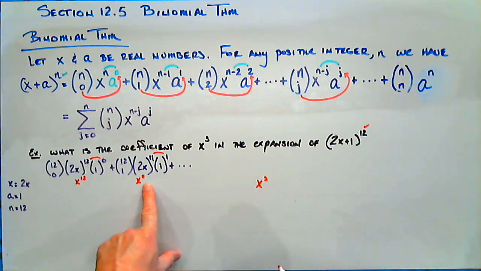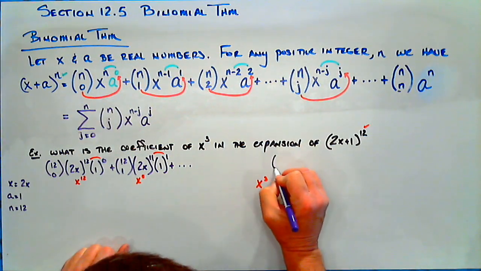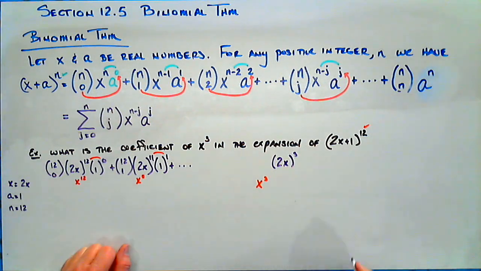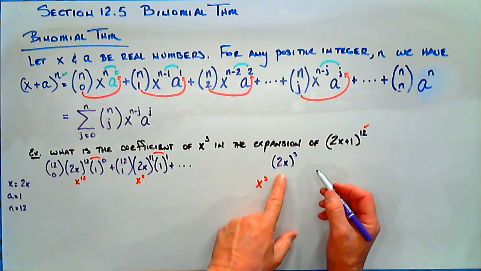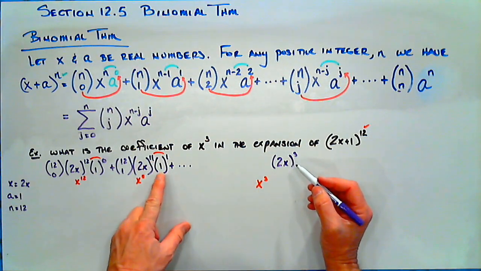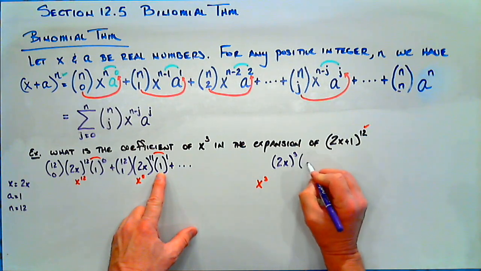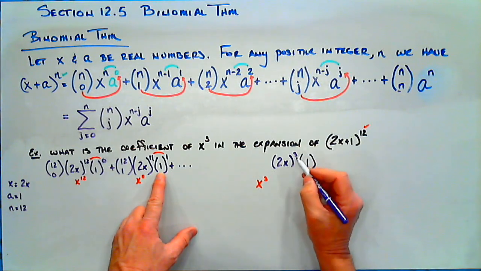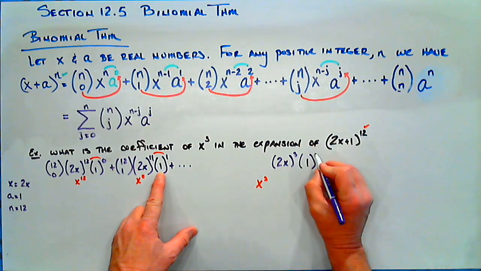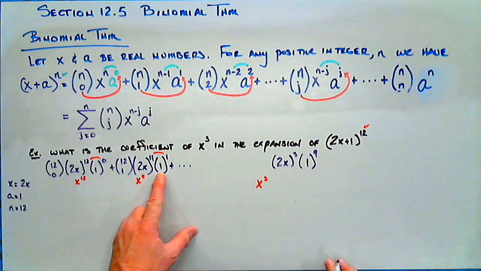What is x cubed going to look like? Well, x cubed is going to show up, right? When is x cubed going to show up? X cubed is going to show up when we have 2x to the third. Right? Isn't that when x cubed is going to show up? Well, if my power on this factor is 3, my power on this other factor, these have to add to what? What do they have to add to? Yeah, 12. So the power on this is going to be 9.